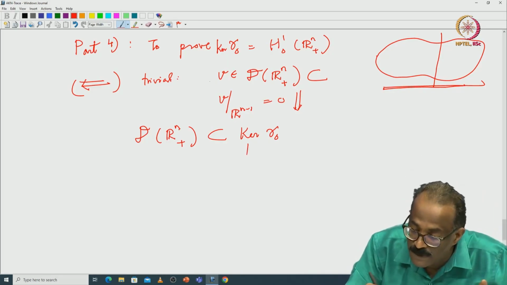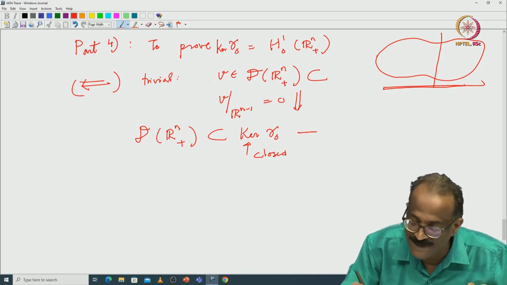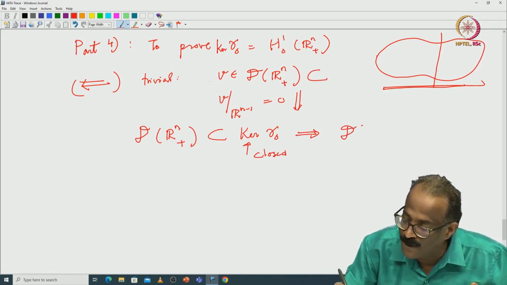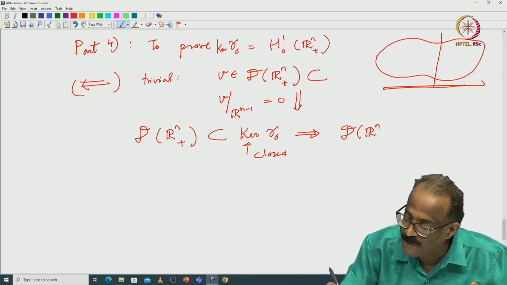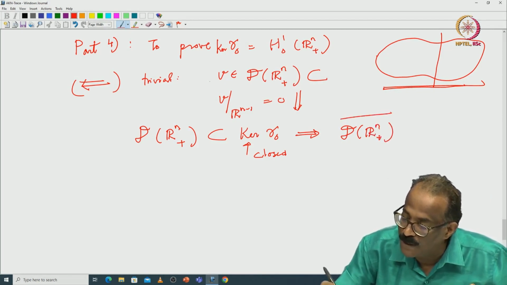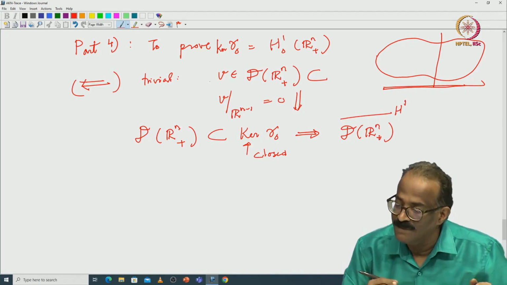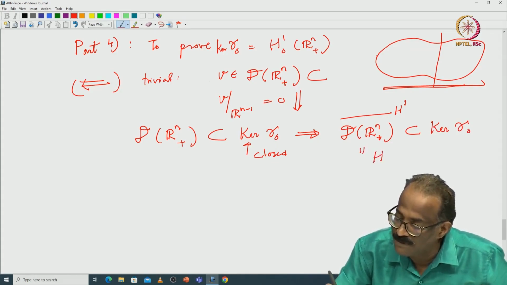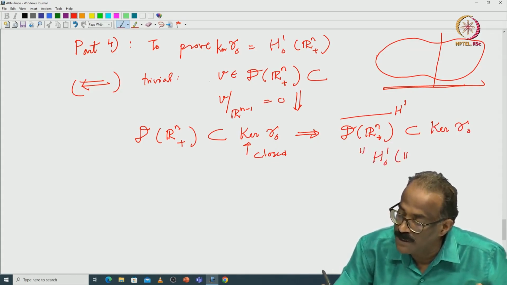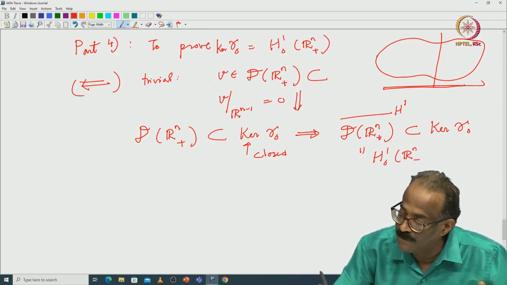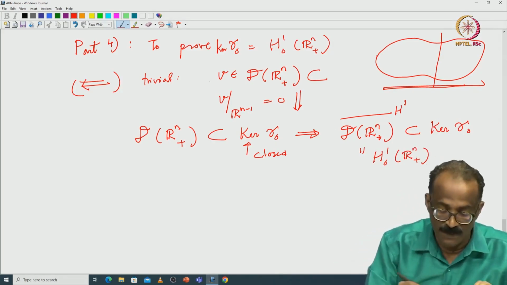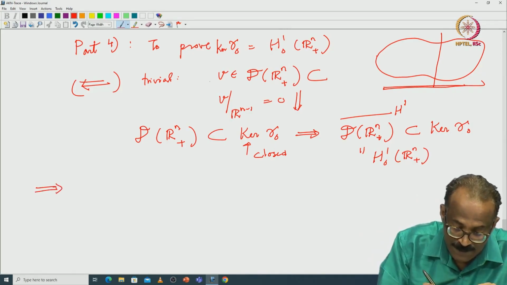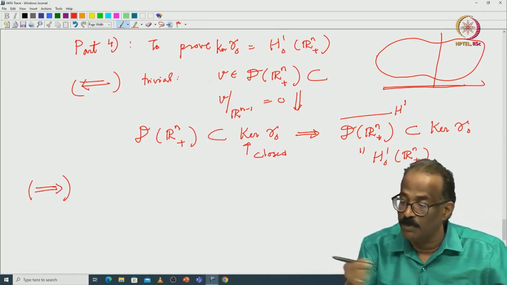But this is a closed set, which implies that its closure, the closure of D(R^n_+) with respect to H^1, is contained in the kernel of gamma naught. And this is nothing but your H^1_0. You see, the closure in H^1 is your H^1_0. So, that is trivial. The other part is complicated, so you have to work out some approximations.